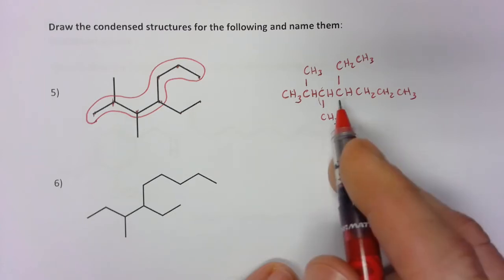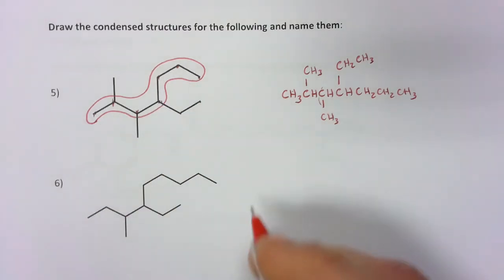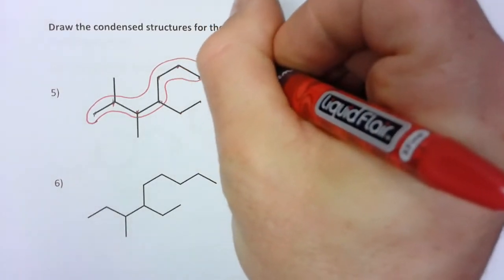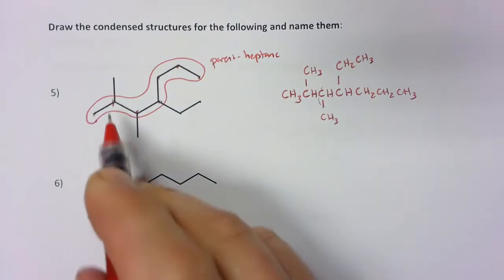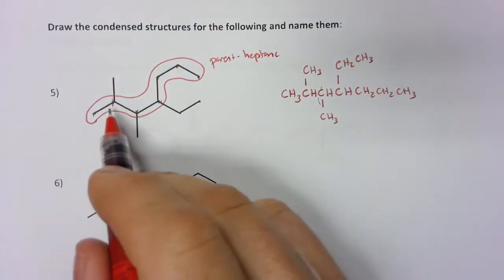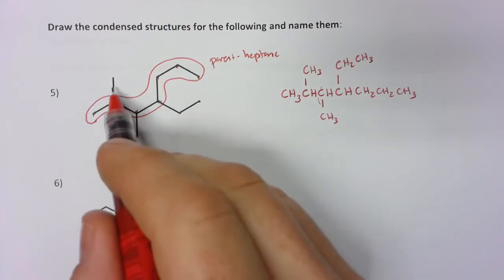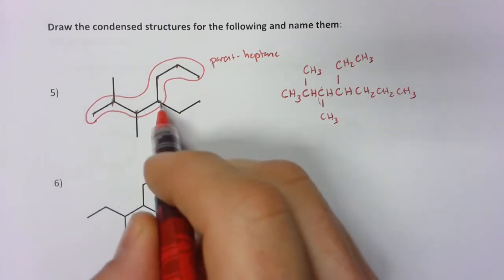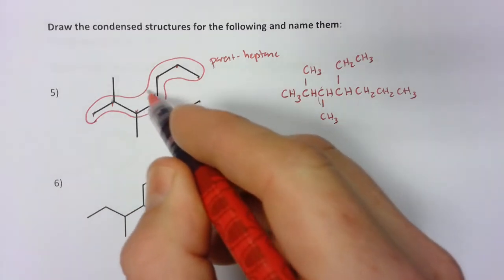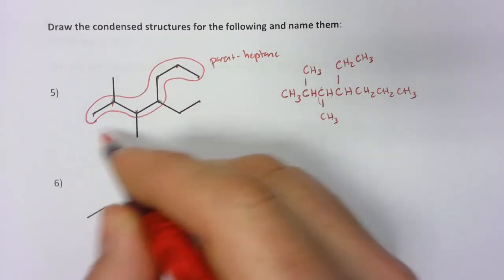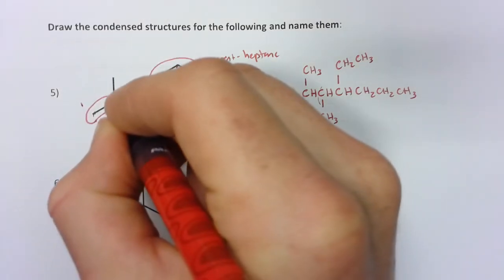Okay, so there's the condensed form of this. Now I need to name it. Parent chain we said was 7 carbons, so parent is heptane. And then it's pretty obvious that there are more substituents on the left side of this molecule. There's one here, there's one here, and there's another one here. We would say that the middle of the molecule is about right here. So the left side is more heavily weighted with substituents. So I'm going to go ahead and number from the left.